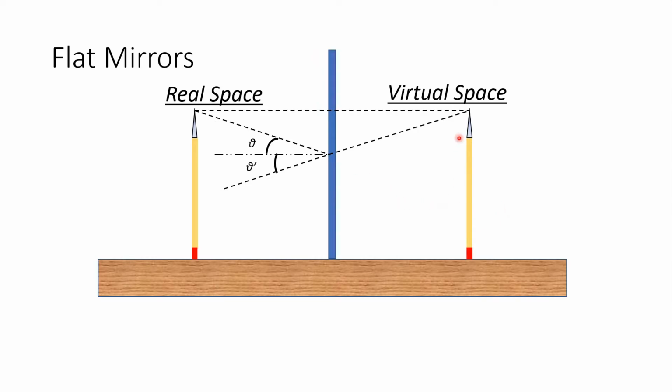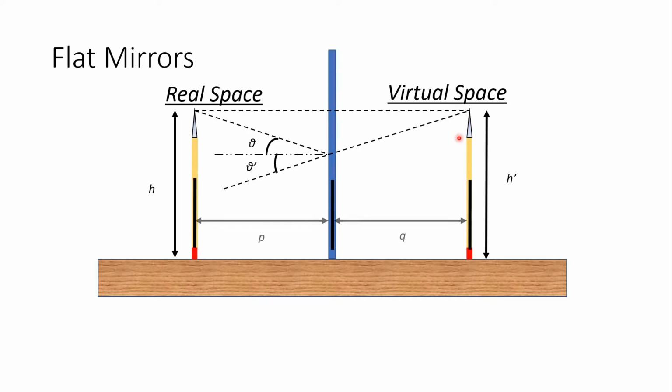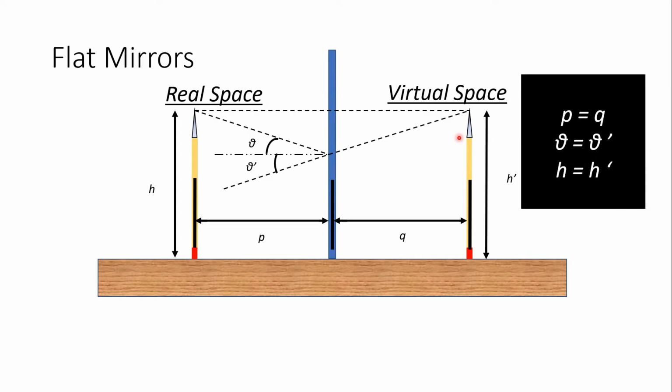But you can create that, and then we can start talking about what's going to be the height. Since it's a flat mirror, you're going to get the same height as the original object, and more or less the same distance. So the horizontal distance between the real object and the mirror, and between the mirror and the virtual image, are going to be the same. So P is equal to Q.